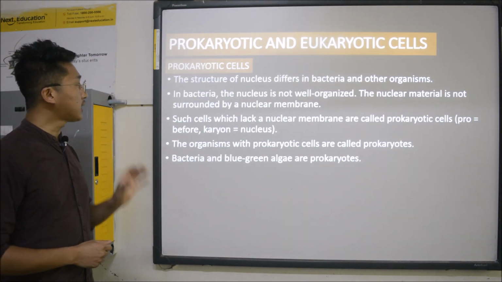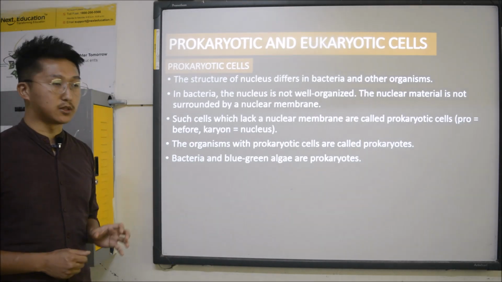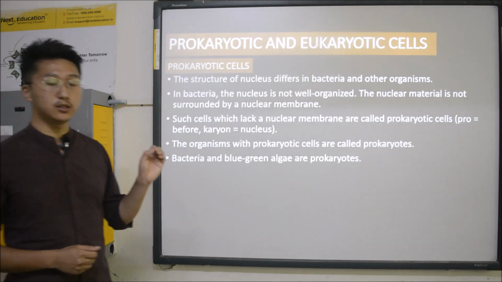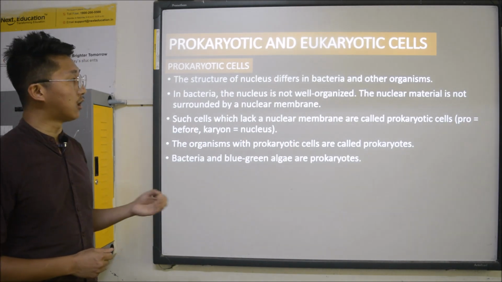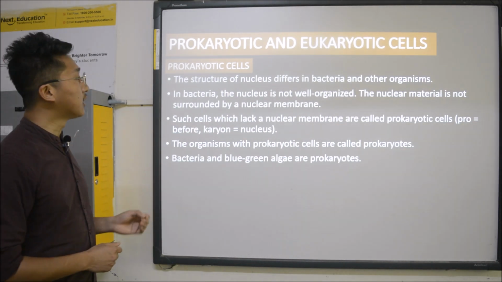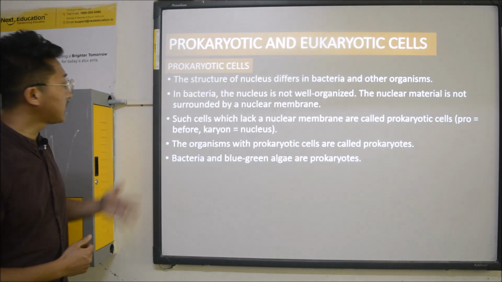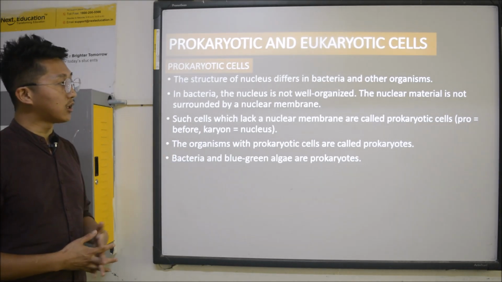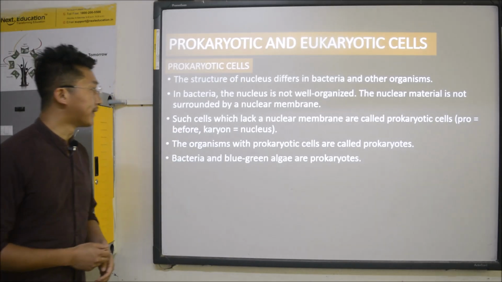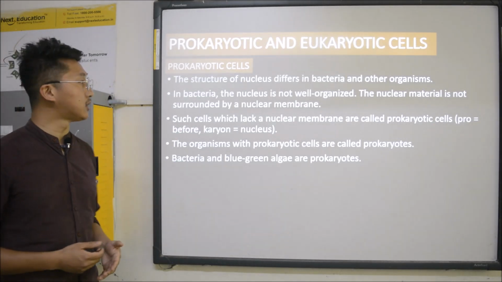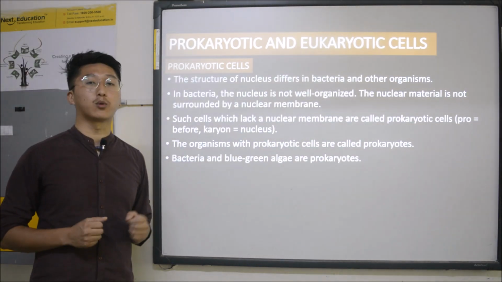In bacteria, the nuclear membrane is absent. That means the chromosomal material lies in the cytoplasm without a nuclear membrane. So in bacteria, the nucleus is not well organized. The nuclear material is not surrounded by a nuclear membrane. Such cells which lack a nuclear membrane are called prokaryotic cells.